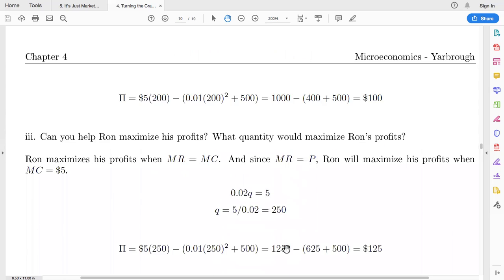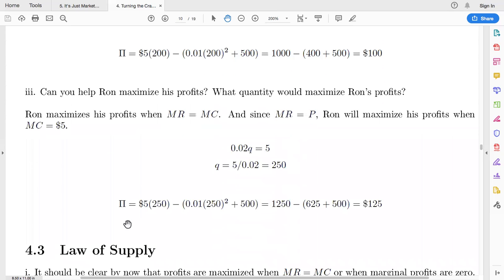And of course, we can run the calculation, and we can see that if Ron instead takes 250 tomatoes to the market, sells them all, his total revenue is $1,250, and his total cost is $1,125, and so this means that he has profits of $125. Noticing that the profits of $125 are higher than the profits of $100 at 200 and 300 units produced.